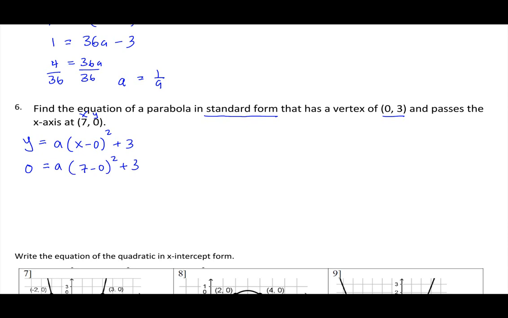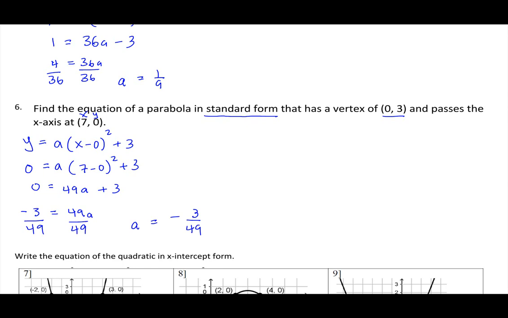7 minus 0 is 7 squared, so we get 49a plus 3 is equal to 0. We minus 3 to the other side. So negative 3 is equal to 49a. Divide by 49. So a is going to be negative 3 over 49. Okay?